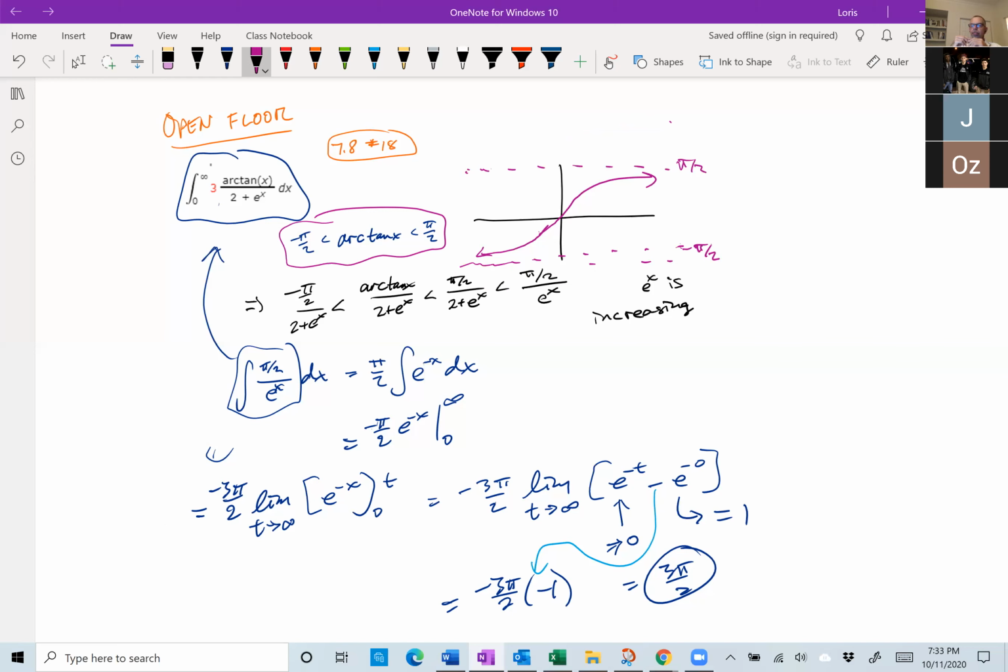Will there be any comparison theorem problems that aren't with a trig function? Yeah, there are actually. I mean, could you look at one of those? Yeah.